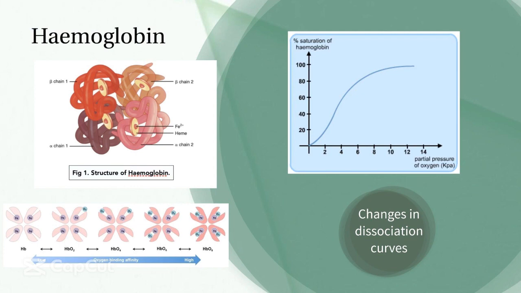So initially the curve is shallow. This is because it's hard for the first oxygen molecule to bind. So in parts of the body where the oxygen is low, we don't want the hemoglobin to pick up any more oxygen. We want to leave the oxygen available for the cells. So it's hard to pick up the first molecule.